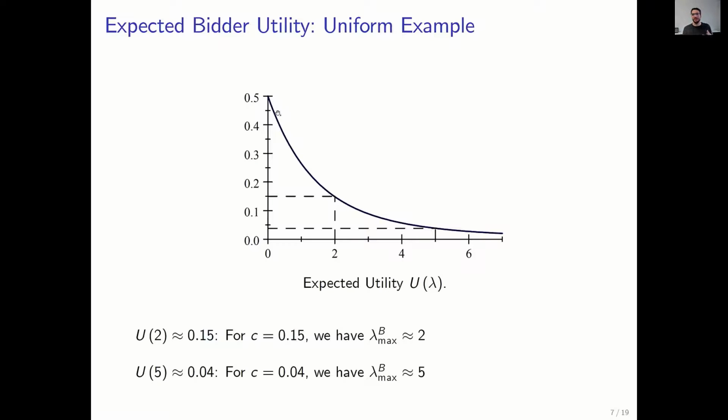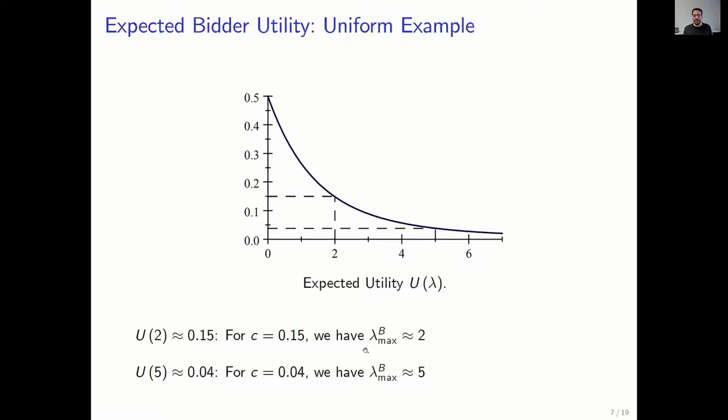Here is a picture of U of lambda for the case with a uniform distribution. U of 0 is a half, of course. Then U of lambda is decreasing. One thing that we'll use is that U of 2 is equal to 0.15. So if the entry cost is 0.15, then the bidder's break-even level is at 2.